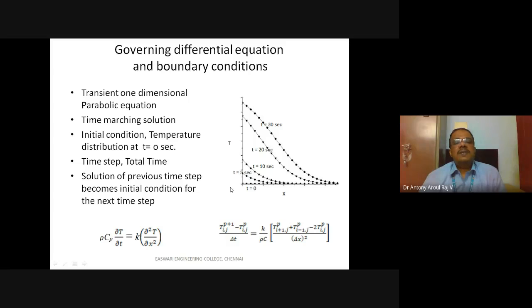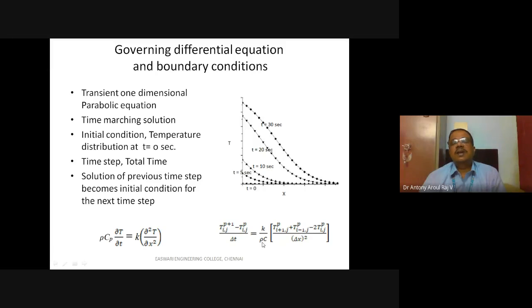Okay, and after that, what is happening after t is equal to 0? We are applying a boundary condition on the left hand side. Think that some solar radiation is falling on the surface of the wall. So we are calculating the temperature distribution after 5 seconds using this equation. This equation can be discretized as this equation. Regarding discretization, we will have a separate discussion.